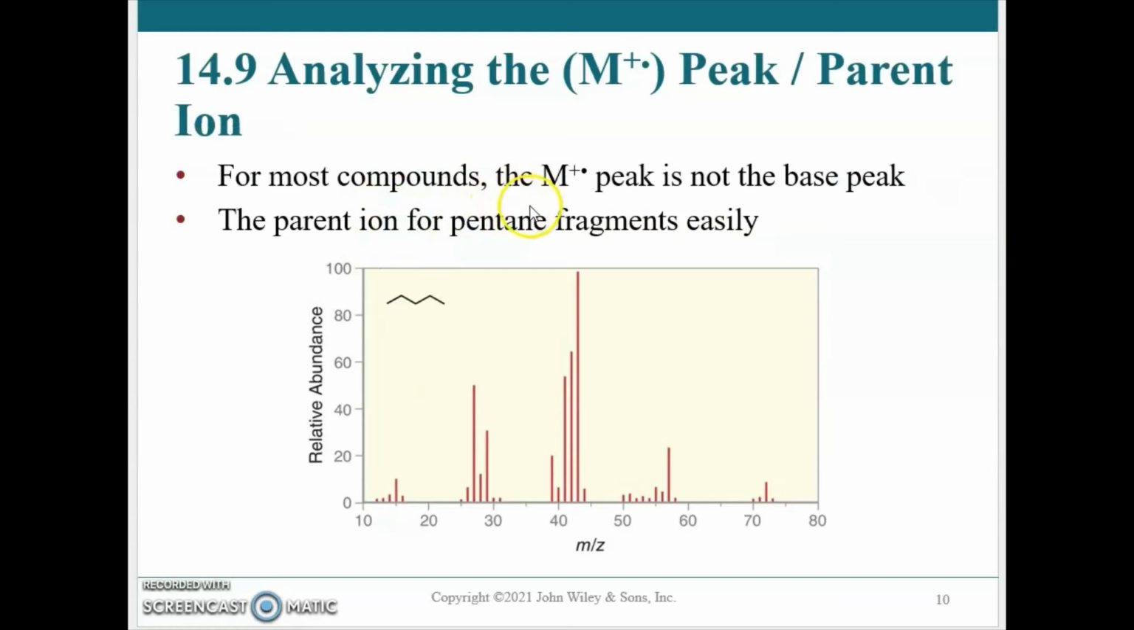For most compounds, the molecular ion peak is not the base peak, because for most compounds, that radical cation that's formed isn't stable and it undergoes fragmentation. So in this spectrum, we're shown the mass spectrum for pentane. And the molecular ion peak has a very low relative abundance. An abundant peak, the base peak, is at an m/z ratio of 43. So it's important to recognize that the base peak will rarely be the molecular ion peak.